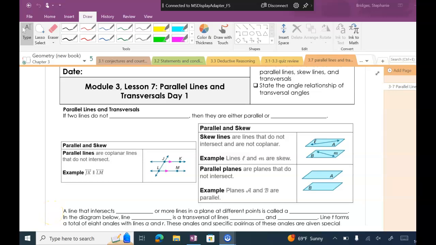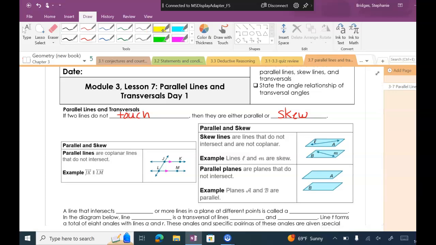So, parallel lines and transversals. If two lines do not touch, then they are either parallel or what we call skew. S-K-E-W. If two lines do not touch, they are either parallel or skew. And the difference is that parallel lines are going to be in the same plane. Okay, parallel lines are in the same plane.